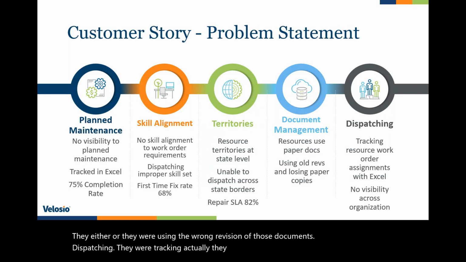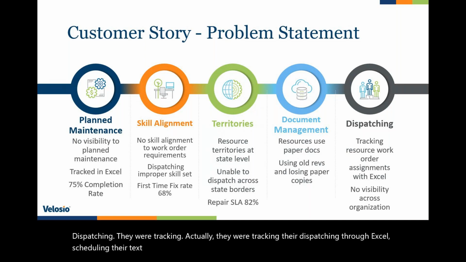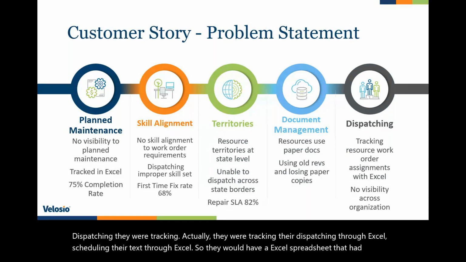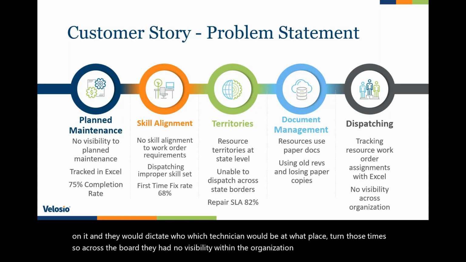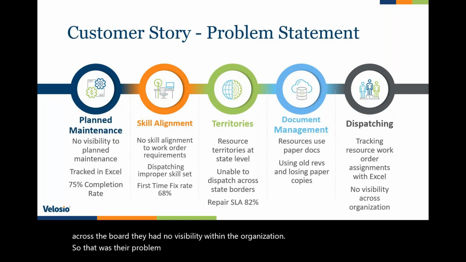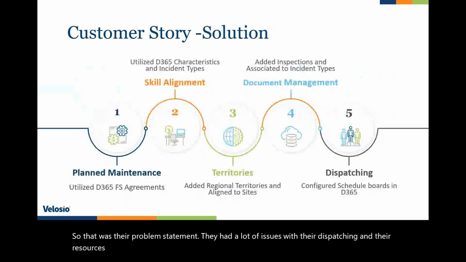They were tracking their dispatching through Excel, scheduling their techs through Excel. So they would have an Excel spreadsheet that had dates on it, and they would dictate which technician would be at what place during those times. So across the board, they had no visibility within the organization. So that was their problem statement. They had a lot of issues with their dispatching and their resources in the field.